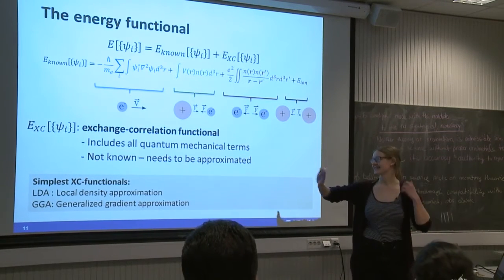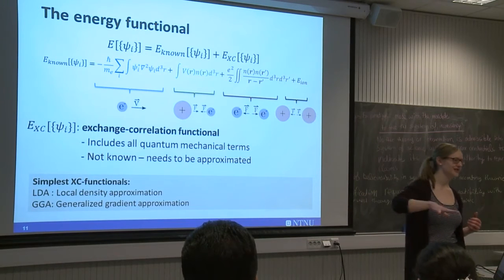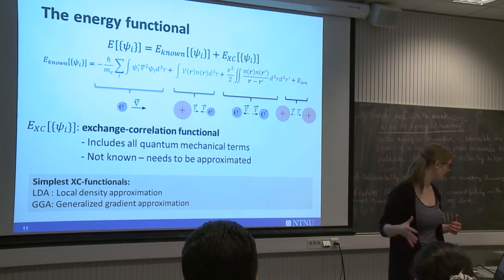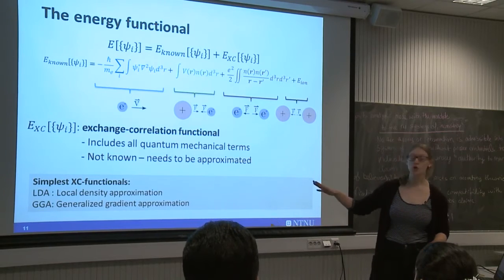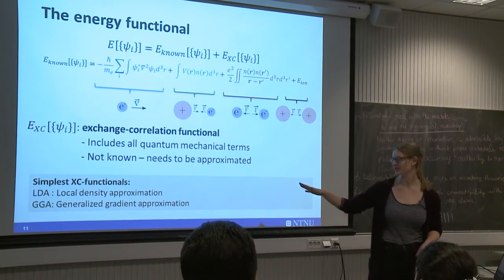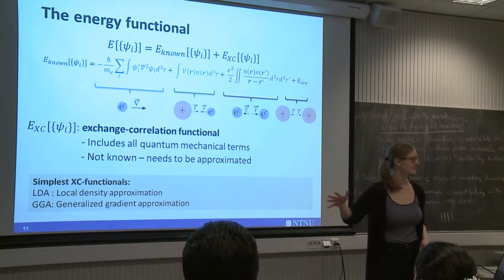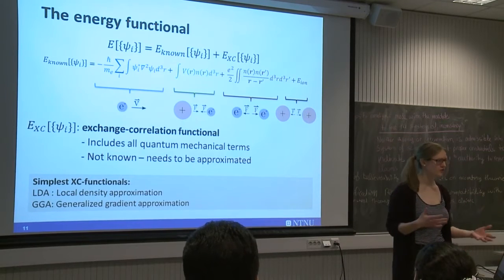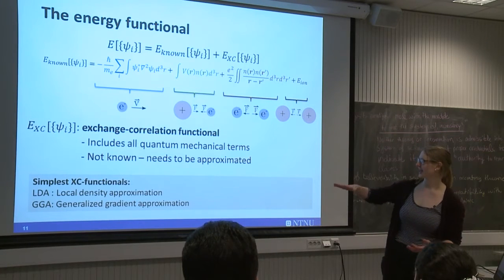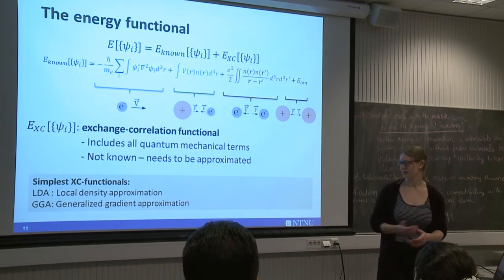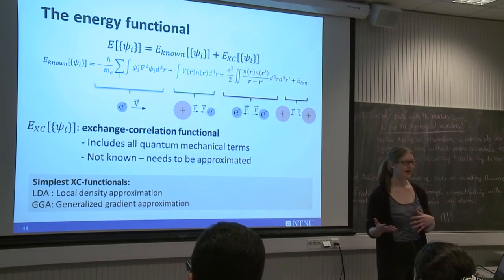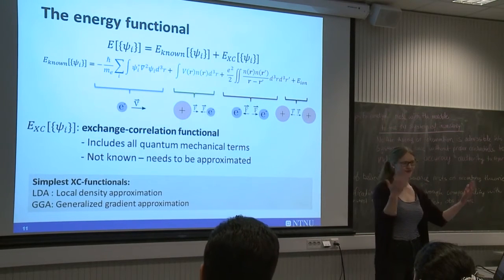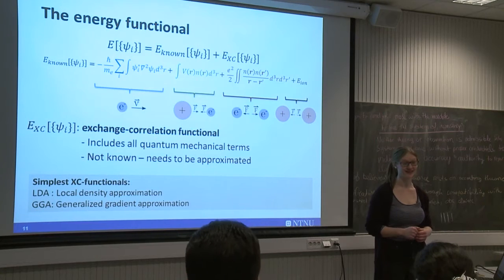So the simplest exchange correlation functional that you will stumble upon in DFT is called the local density approximation. That's the LDA, which only bases itself on the local electron density. And then the generalized gradient approximation, which also takes into account the gradient of the electron density.